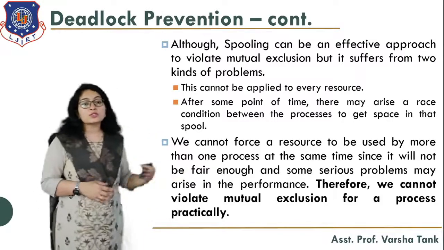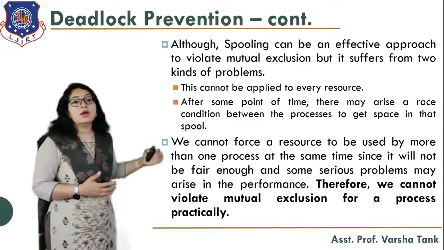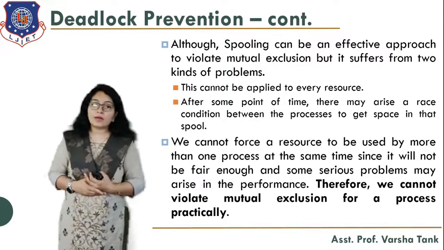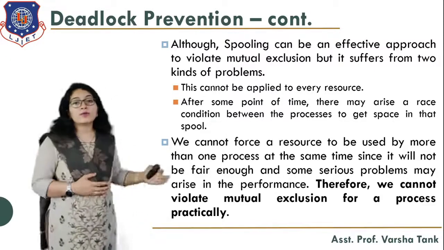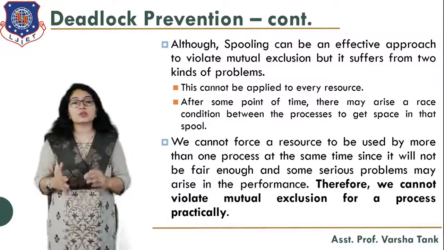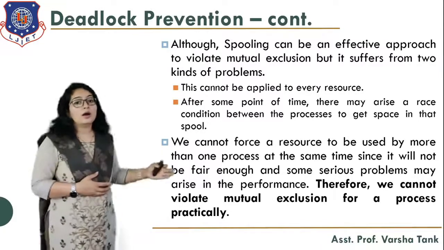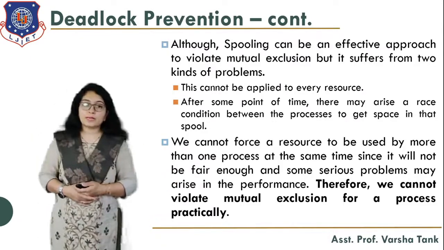So we cannot force the resource to be used by more than one process at the same time, since it will not be fair enough and some serious problems may arise in the performance. Therefore, we cannot violate mutual exclusion. That means we cannot assign the same resource to multiple processes. We can violate the mutual exclusion for a process only in theory, not practically.